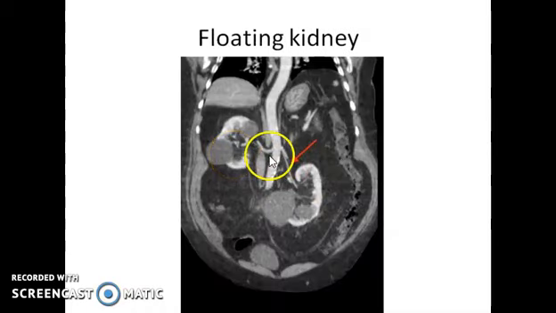This is the image which is showing the two kidneys. The left kidney you can see is lower down, and this condition is called the floating kidney, in which the kidney can be moved in upward and downward direction but it cannot be moved side to side.